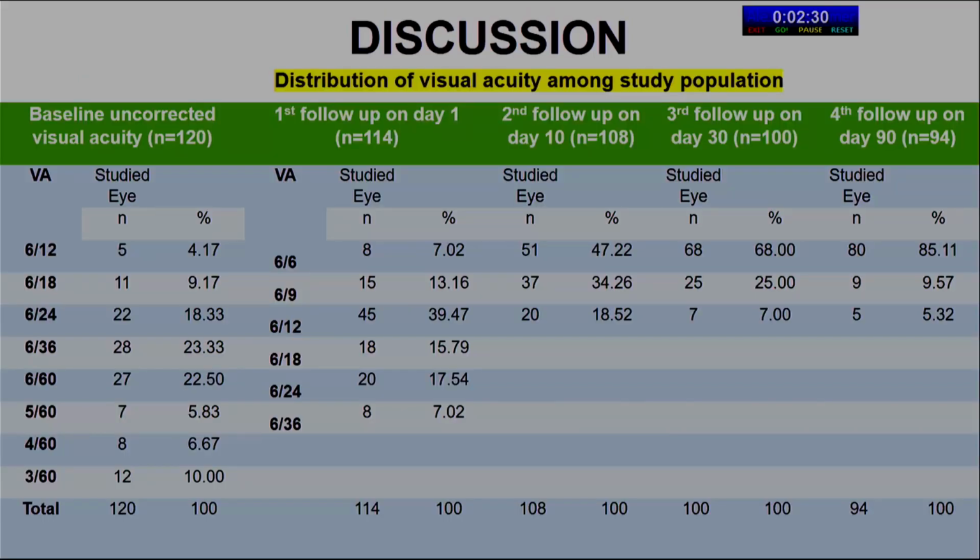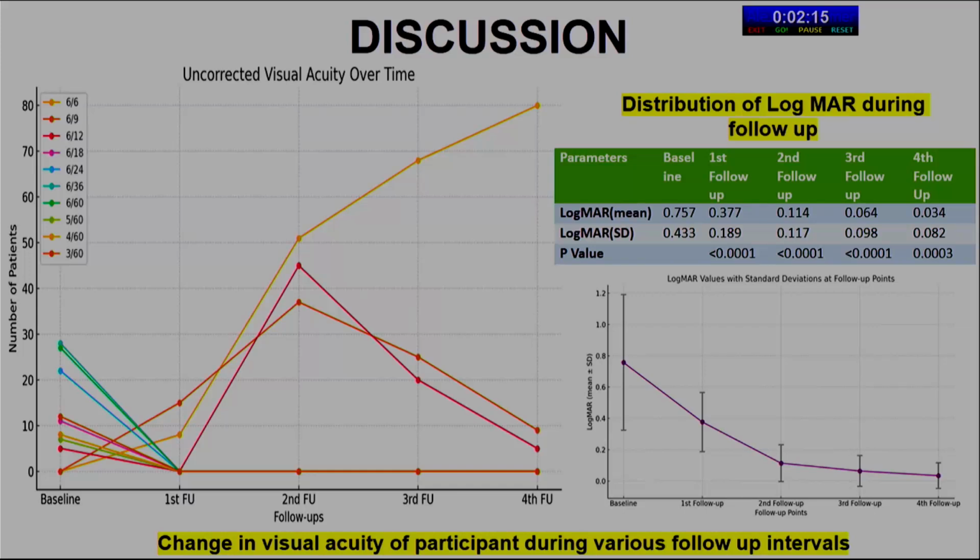This is the distribution of visual acuity among study participants, and it is the comparison at each follow-up visit. Most of the patients, 85% of them, reached 6/6 visual acuity at the last follow-up date, which is day 90. And this is the graphical representation of the same, which shows in the initial first follow-up there is not much of an improvement. However, from the second follow-up onwards, there is a continuous improvement in the visual acuity.